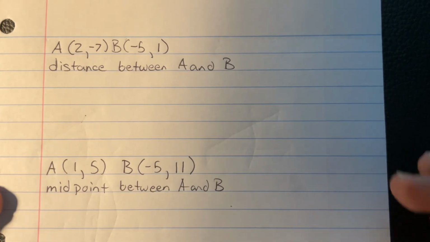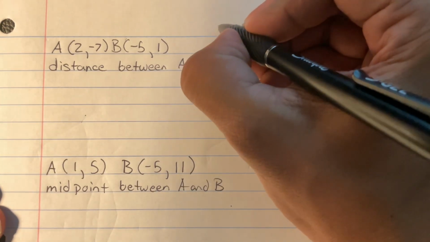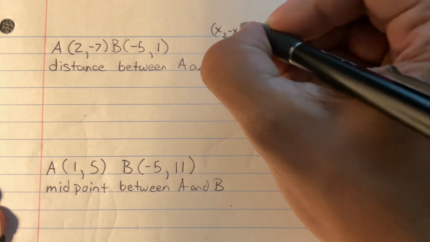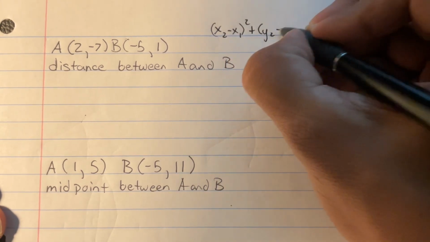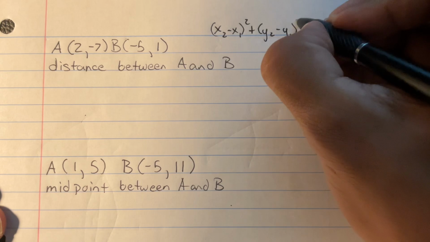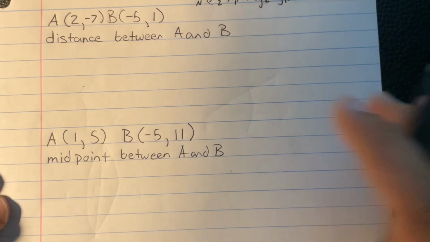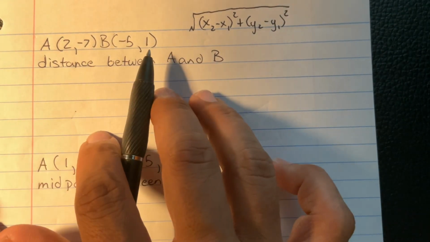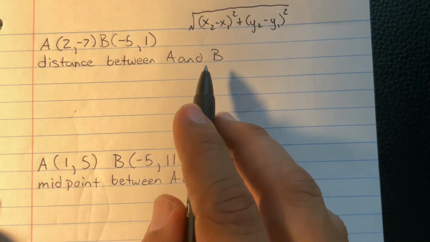Now we're going to be talking about the distance formula. So the distance formula is going to be x2 minus x1 squared plus y2 minus y1 squared, and then square rooted. So you're going to be subtracting the x's and then squaring them, subtracting the y's and then squaring them, and then adding them together and square rooting the last result.